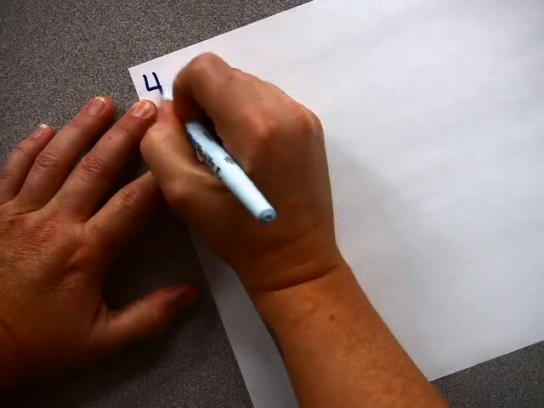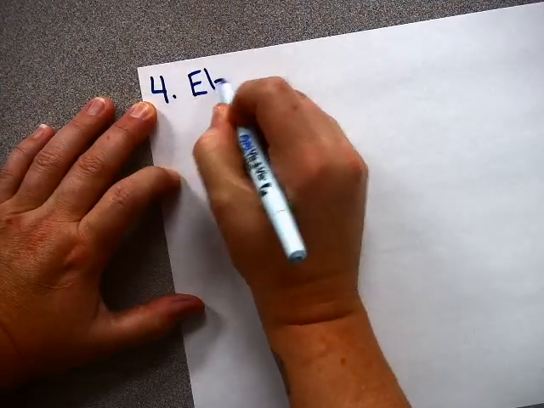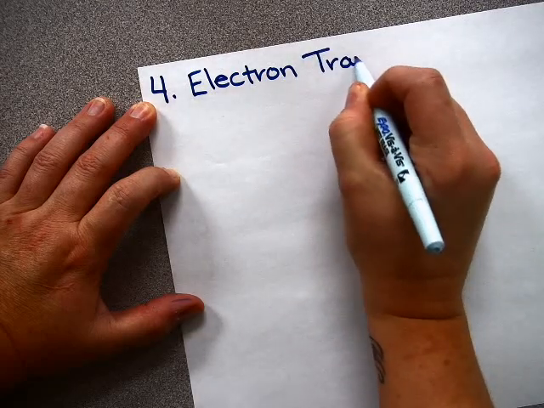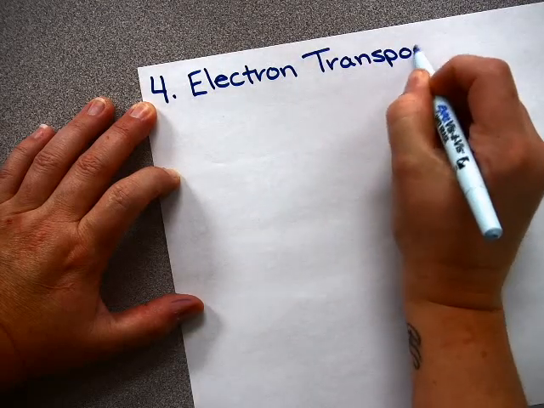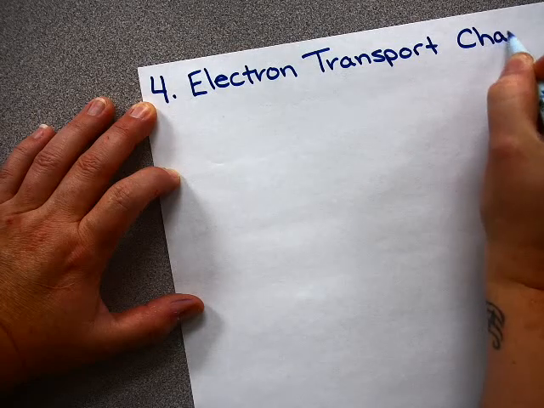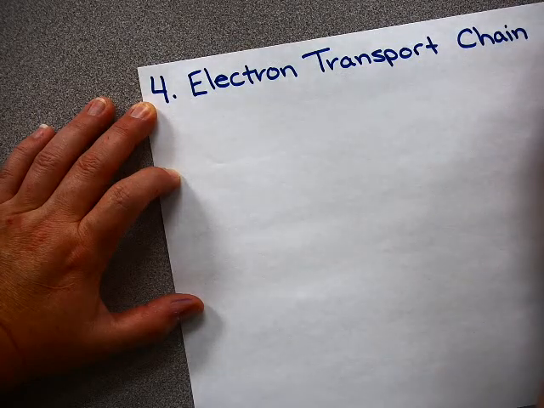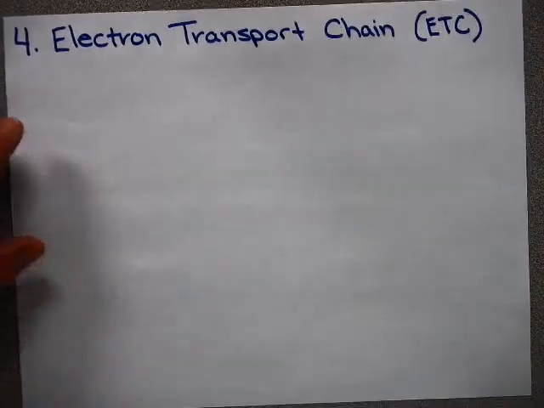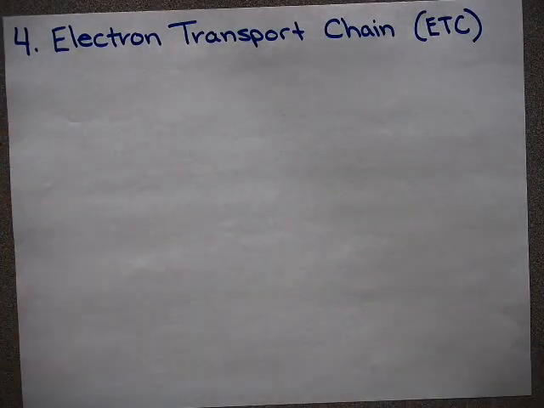All right, step 4. You're going to have to do a little drawing here. Step 4 is called electron transport chain, or ETC for short.